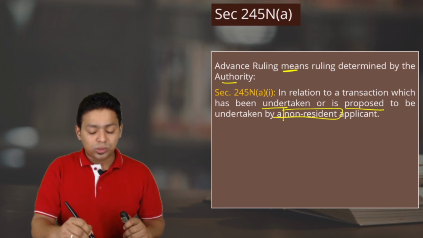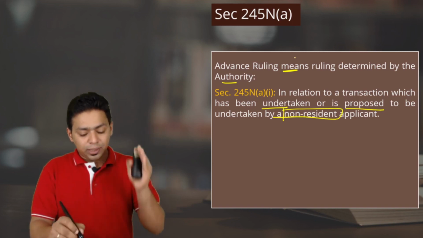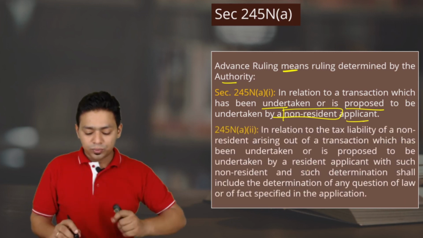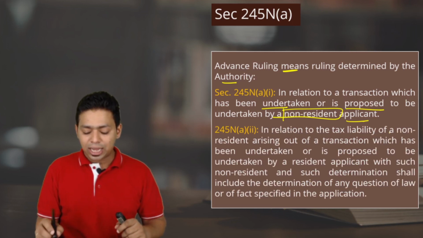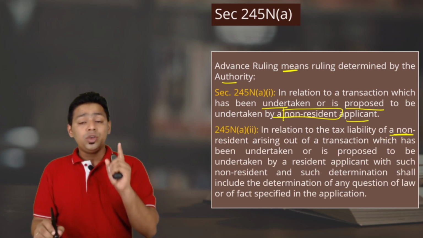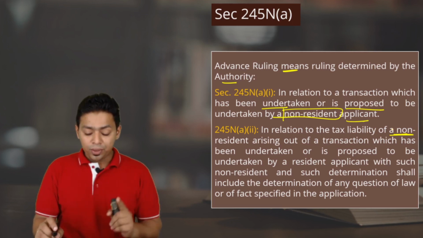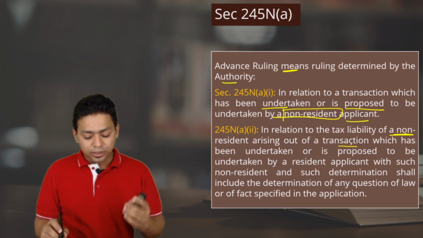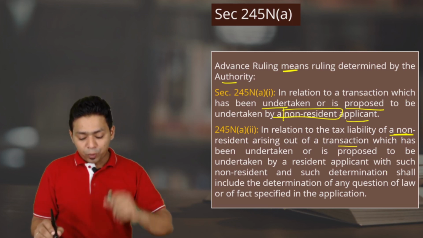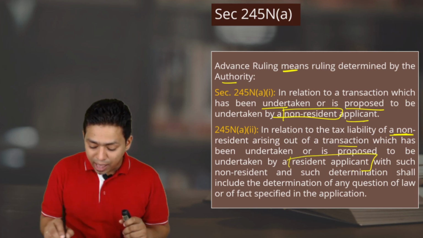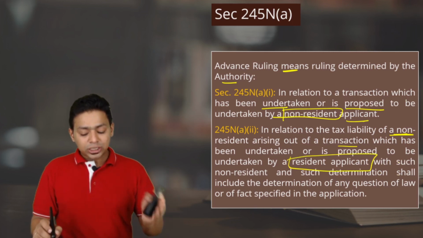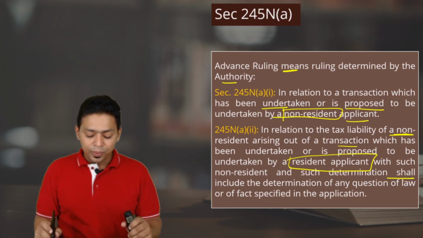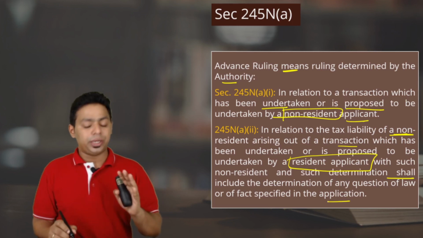So look at the clauses. 245N, clause A, subclause 1 talks about a non-resident applicant who can apply. Subclause 2: in relation to the tax liability of a non-resident. Look at the wordings, you may get confused. In relation to the tax liability of a non-resident arising out of a transaction which has been undertaken or is proposed to be undertaken by a resident applicant with respect to such non-resident, and such determination shall include the determination of any question of law or question of fact specified in the application.